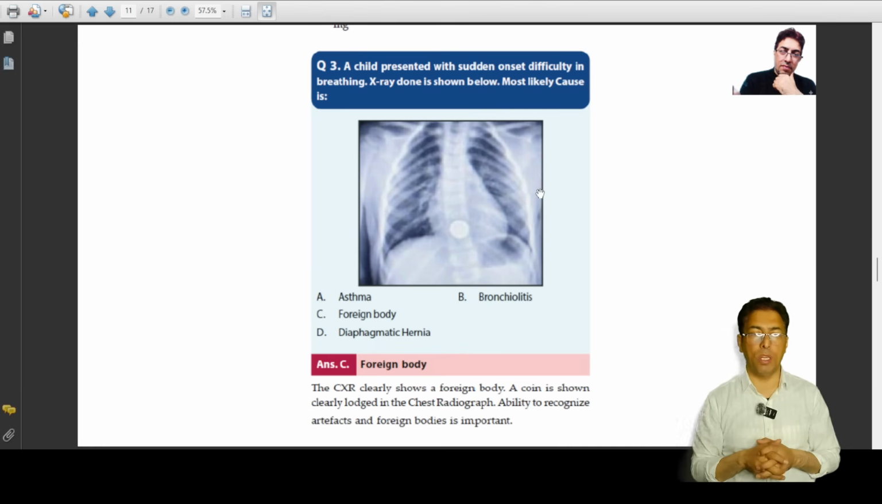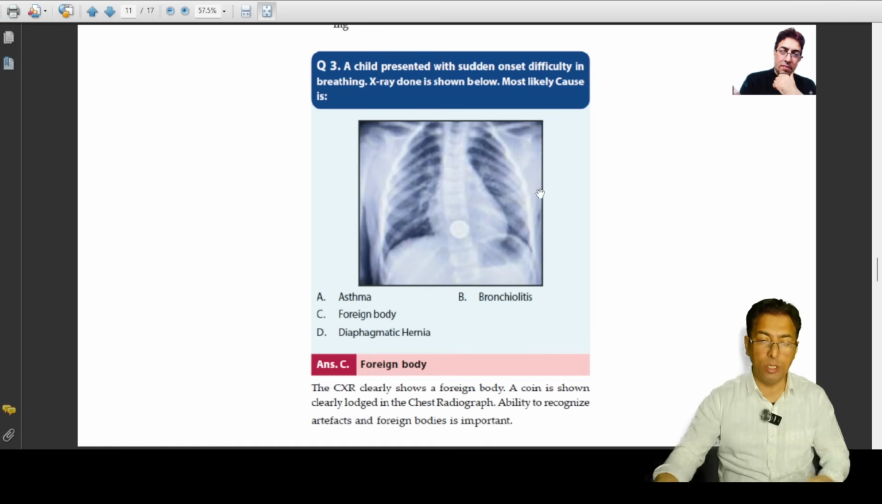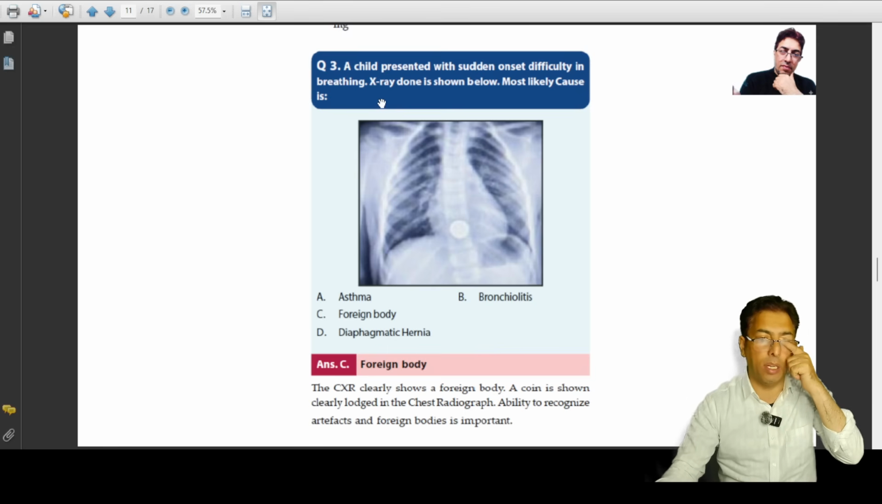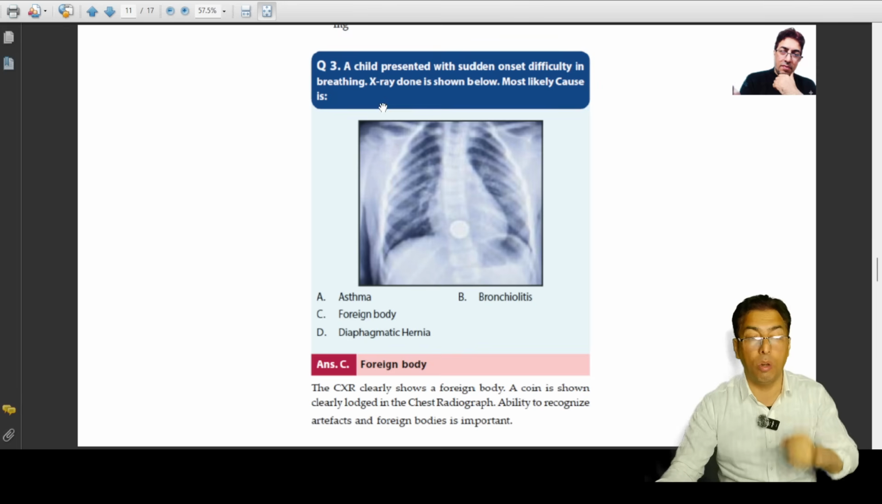Now, this is an image-based question. A child presents with sudden onset difficulty in breathing. An X-ray is done and shown, and the most likely cause is asthma, bronchiolitis, foreign body, or diaphragmatic hernia. To arrive at the diagnosis, you see this is the vertebral column, and in here you see something like an artifact, a coin-like structure. Because it is a sudden onset difficulty in breathing, there are very few causes of sudden onset. Why should a child have sudden onset difficulty?